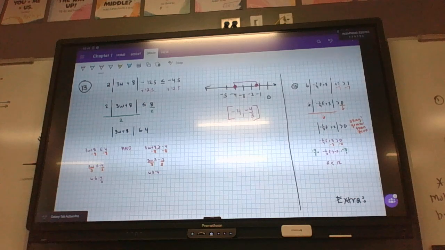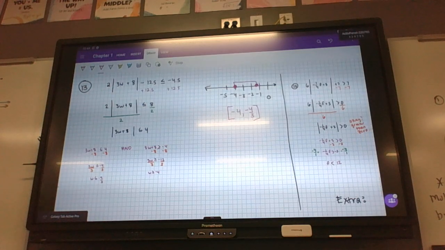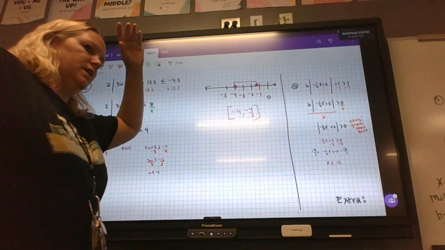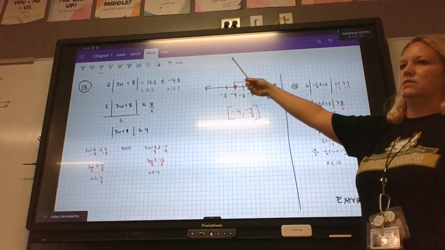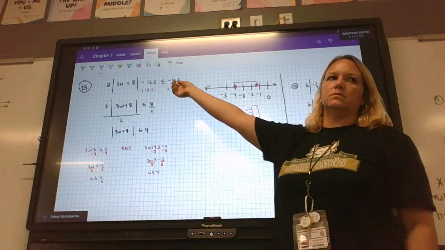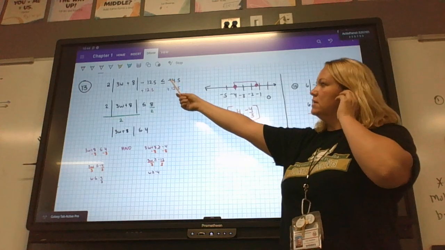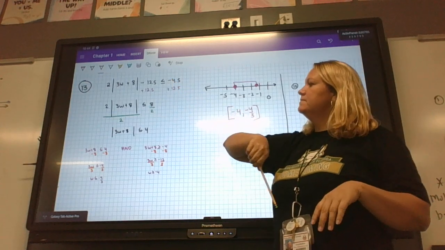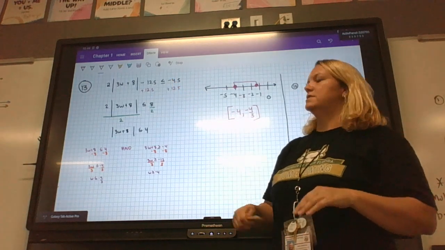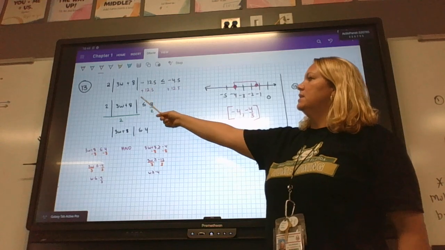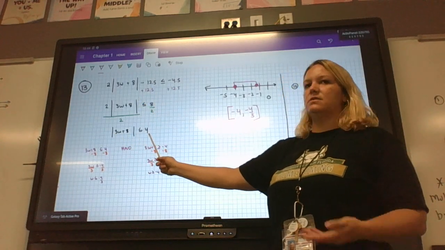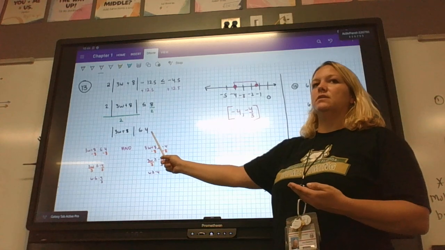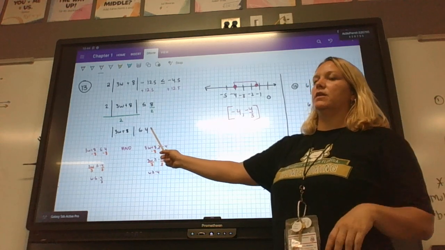Questions on 13? The one question was, how come this has a negative? How come we can keep going? Why isn't this special? You can't decide if it's special, if it's no solution or all real numbers, until you get the bars alone. Once the bars are alone, this is now a positive number. So it's not in that special category.